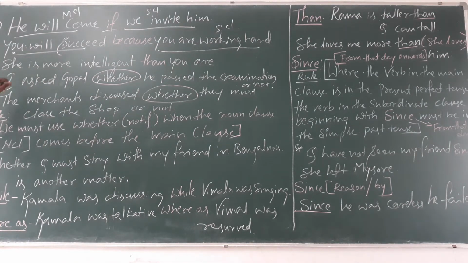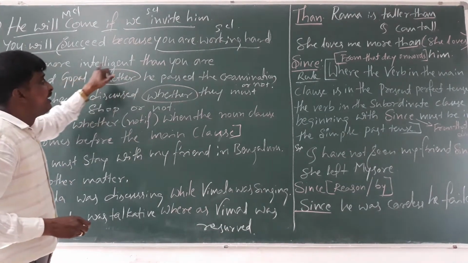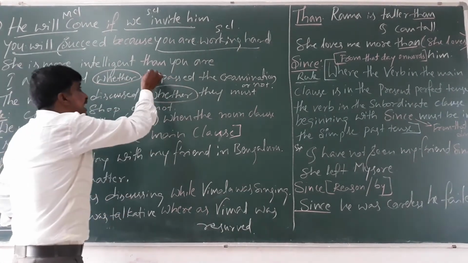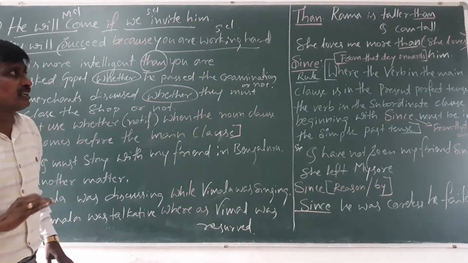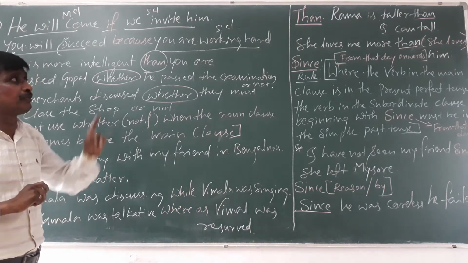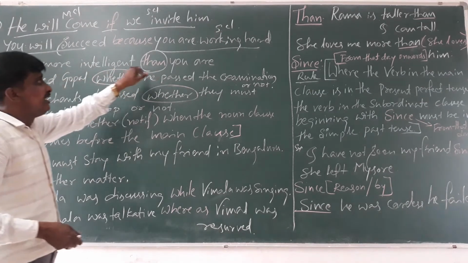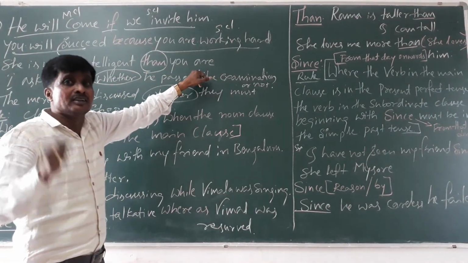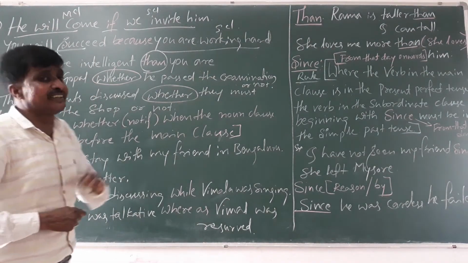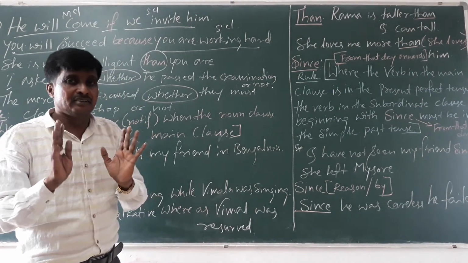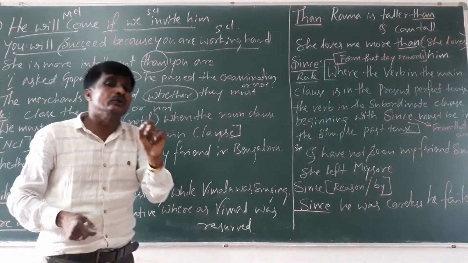Listen here. She is more intelligent than you are. See, than is also a subordinate conjunction. I will give another example. She is more intelligent than you are. See, "than you" is wrong English. "She is more intelligent than you" is not correct. She is more intelligent than you are.